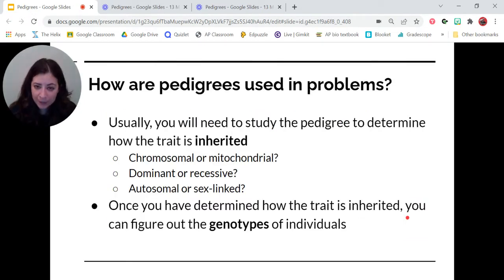Okay, so how are you going to have to use pedigrees in problems? Usually you're going to need to study the pedigree in order to figure out how that trait is inherited. In other words, is it regular chromosomal inheritance or is it mitochondrial inheritance, which is a weird, quirky version? Is it a dominant or a recessive trait? And is it an autosomal trait or a sex-linked trait? Meaning, is that gene carried on an autosome or is it carried on a sex chromosome? Once you figure that out, then you can use Punnett squares to figure out the genotypes of a lot of the individuals in the pedigree, which is kind of fun.